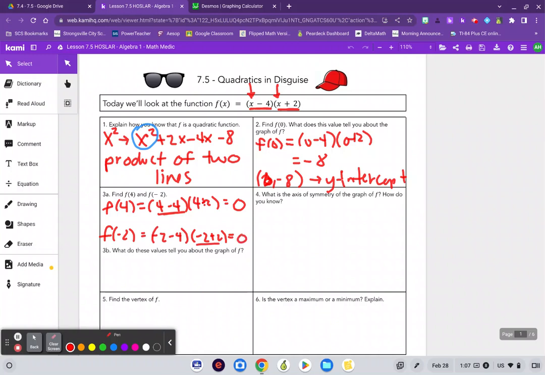And what do these values tell you about the graph? Well, these are now the points 4, 0. Put 4 in, got 0 out. And negative 2, 0. These are the x-intercepts of the graph. That's where I cross the x-axis.